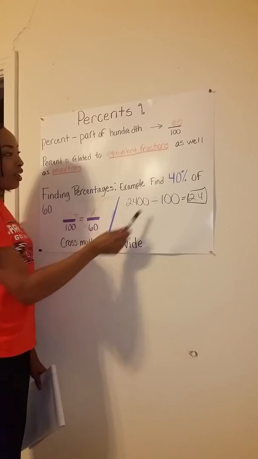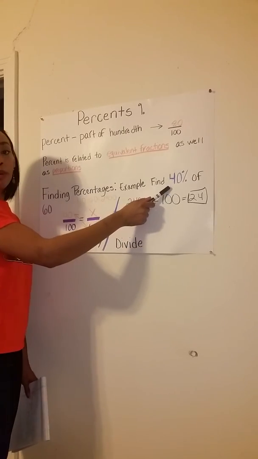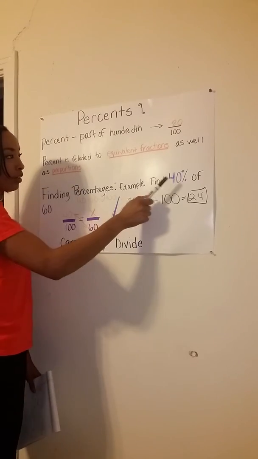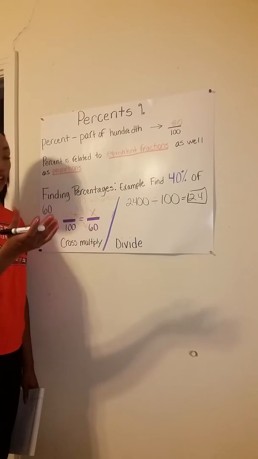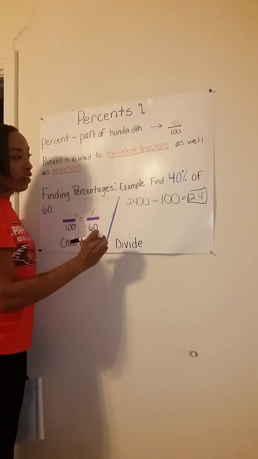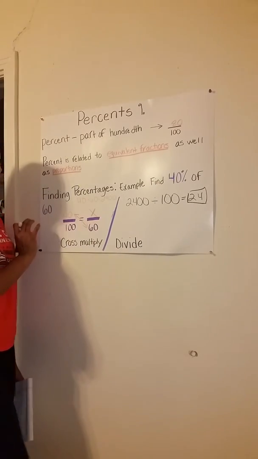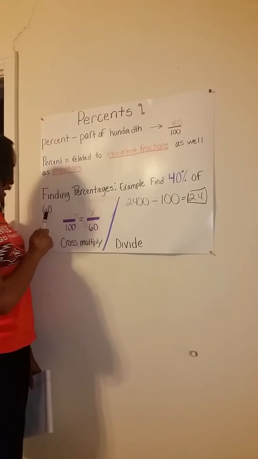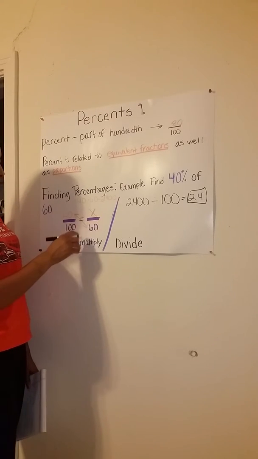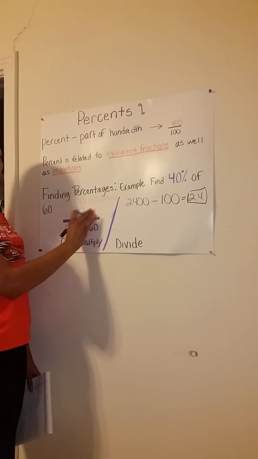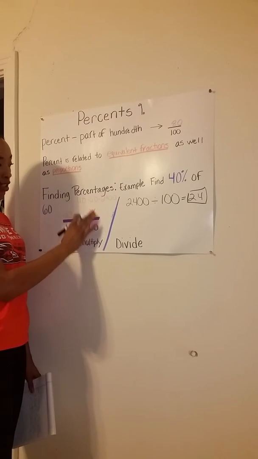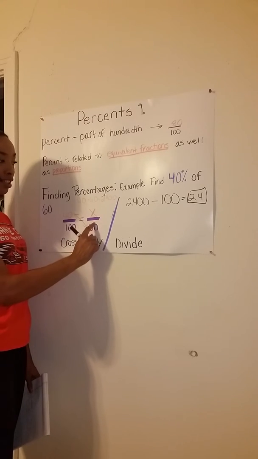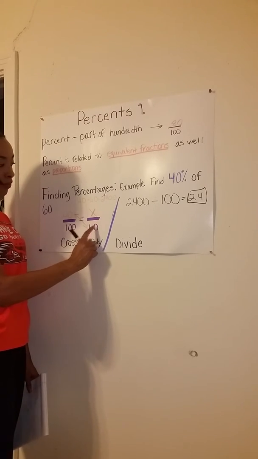40% of 60. Right off the top, we know how to write 40% as a ratio, right? We know that the percent is a part of 100. So then we already know the 40 is going to go on the top, 100 is on the bottom. 60, we know that's another given number. We're solving for that because we don't know what percent of 60, right? That's what we want to find out. So that's going to be our x, and then our 60 is going to be on the bottom, right?